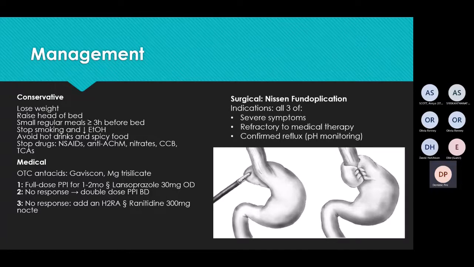But in order to receive one of these surgeries, you'd have to have severe symptoms, and it would be refractory, so it would persist in spite of medical therapy, and you'd have to have confirmed reflux. So sometimes they insert an electrical wire that monitors the pH of the stomach that you wear for 24 hours. It's quite unobtrusive, actually, but it's a prerequisite for having the surgery.